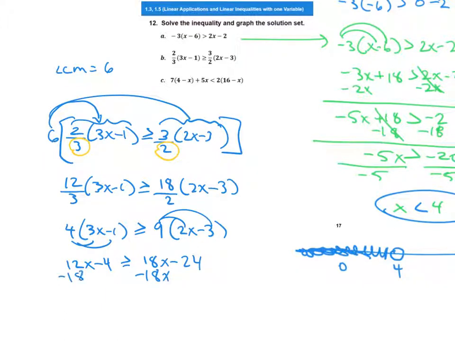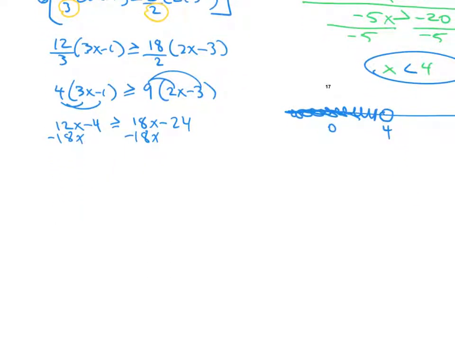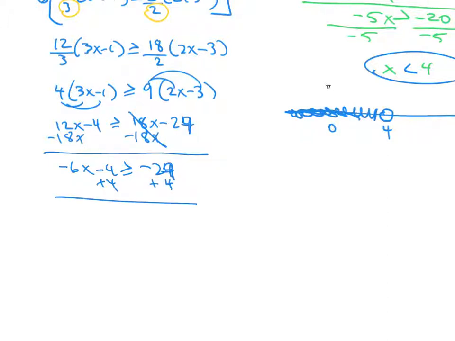So I'm going to subtract the 18x. So that'll give me 12 take away 18 is negative 6x minus 4. So I'm going to add 4. That's 27, sorry, that's 27 there. Add 4. So negative 6x is greater than or equal to, let me fix that. 9 times negative 3 right here is negative 27. And so when you add 4, signs are different, so you'll subtract. I'm going to add 4 to negative 27, so I get negative 23.